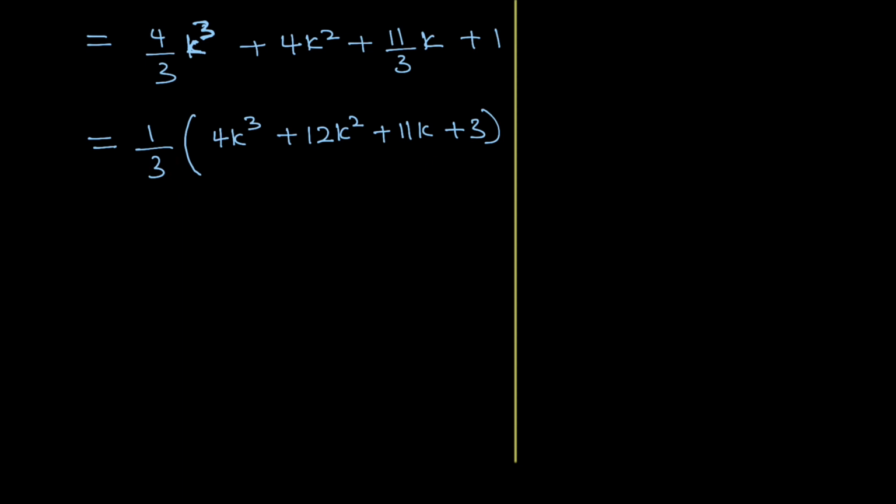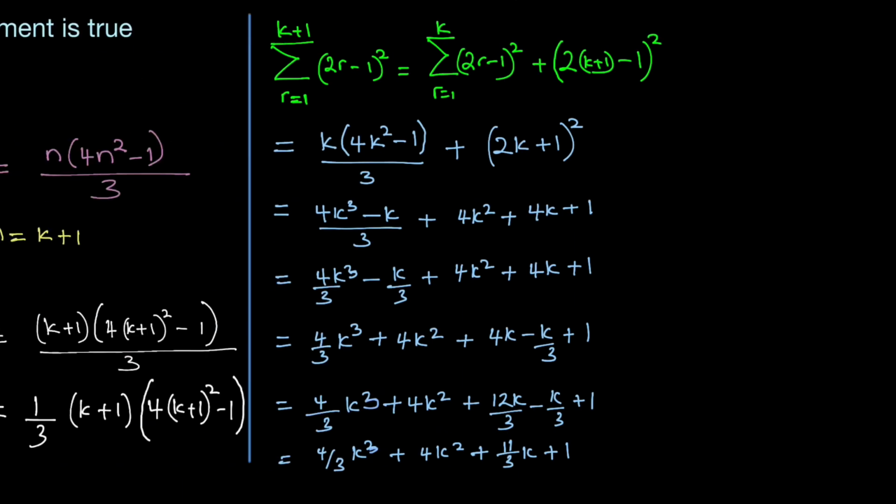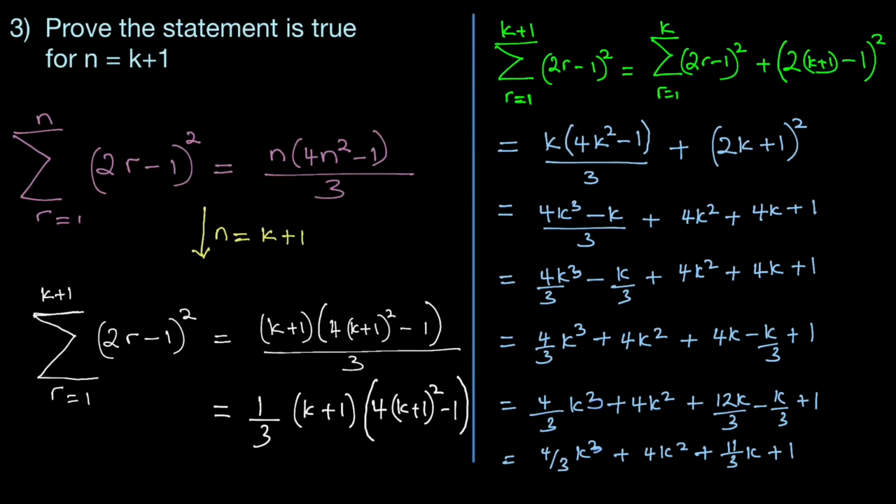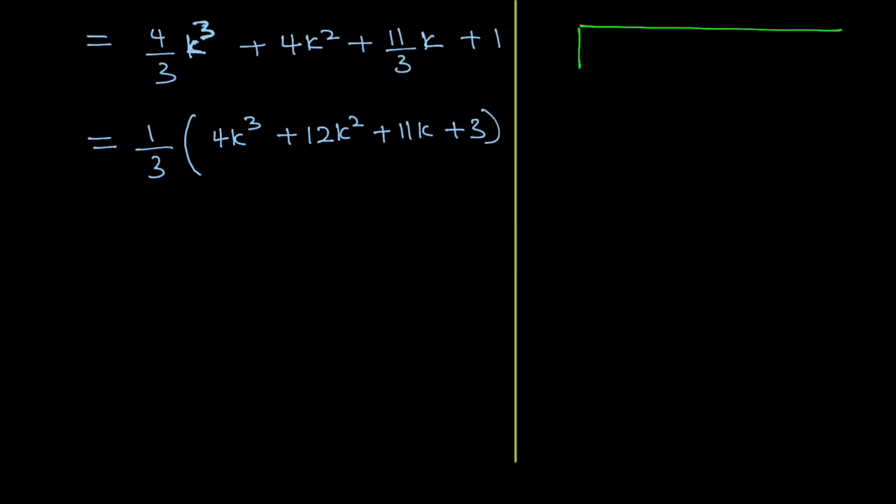I also need to take out k plus 1 because the final value will be 1 over 3 times k plus 1. So I've taken out a third. I need to take out k plus 1. So let's take out k plus 1, and in order to do that, I need to do a factorization process. So this is a function. I need to take out k plus 1.